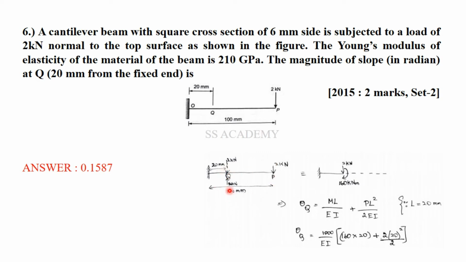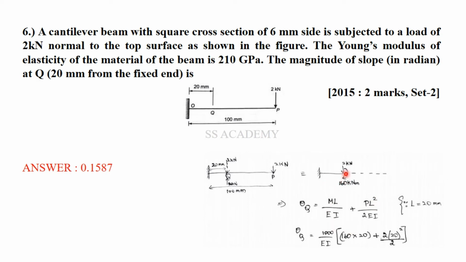This P and this upward force will be forming a couple, and this will be a downward force. So instead of P, the loading effect due to this P will be a downward force of 2 kN and a moment of 160 kilonewton millimeter. Sorry for the mistake, it is 160 kilonewton millimeter. We know that for a cantilever beam with point load at the free end, the slope will be PL squared by 2EI.